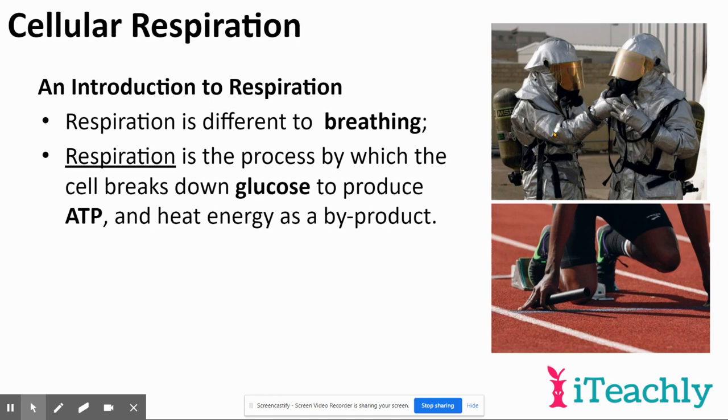Okay, so respiration is different than breathing. We're talking about cellular respiration. Cellular respiration is the process by which a cell breaks down glucose to produce ATP, with heat and carbon dioxide as a byproduct.